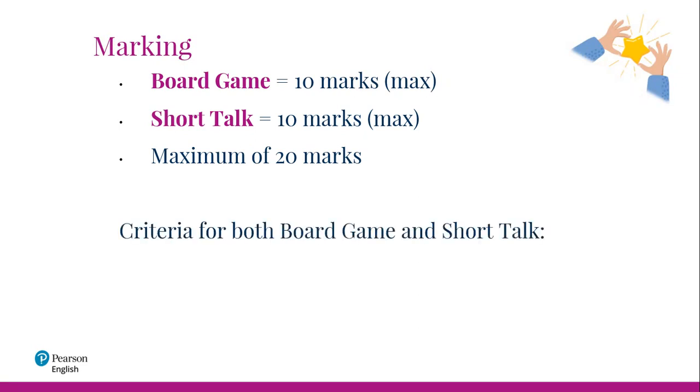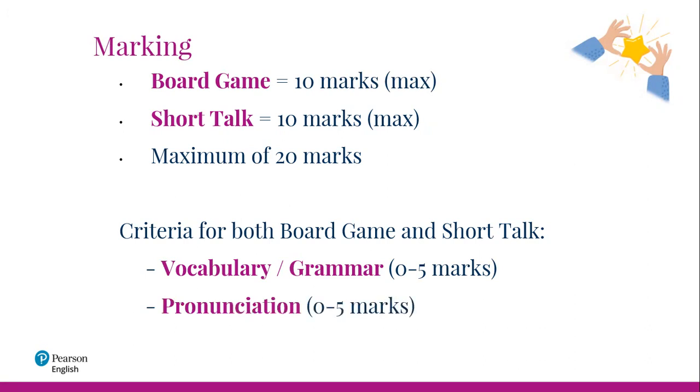And how are they awarded the marks? Well, the marks are awarded in some criteria, and the criteria are exactly the same for both board game and short talk. And what are the criteria? Just two criteria. The first is vocabulary and grammar. That's one criterion. Together, vocabulary and grammar, up to 5 marks in this criterion. And another criterion, pronunciation. Also a maximum of 5 marks in this criterion.